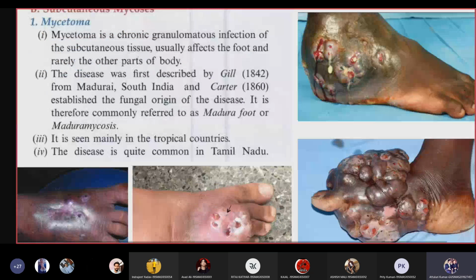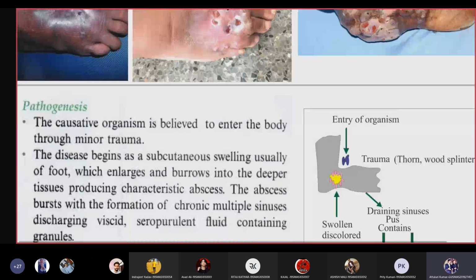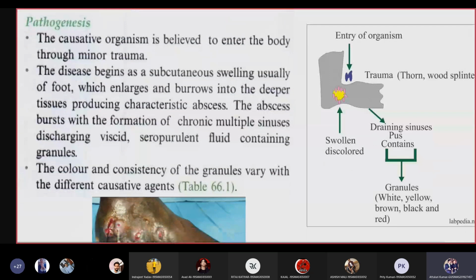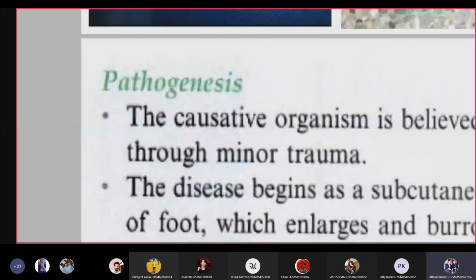Got it. So next, pathogenesis of mycetoma, students. Pathogenesis means the mechanism of getting disease. The mechanism of disease is called pathogenesis. Patho means disease, genesis means production. How the disease has originated, or the production of disease. Production is not an appropriate word; it is the formation of disease. So that is called pathogenesis. So let us see the pathogenesis of this particular fungus, mycetoma.